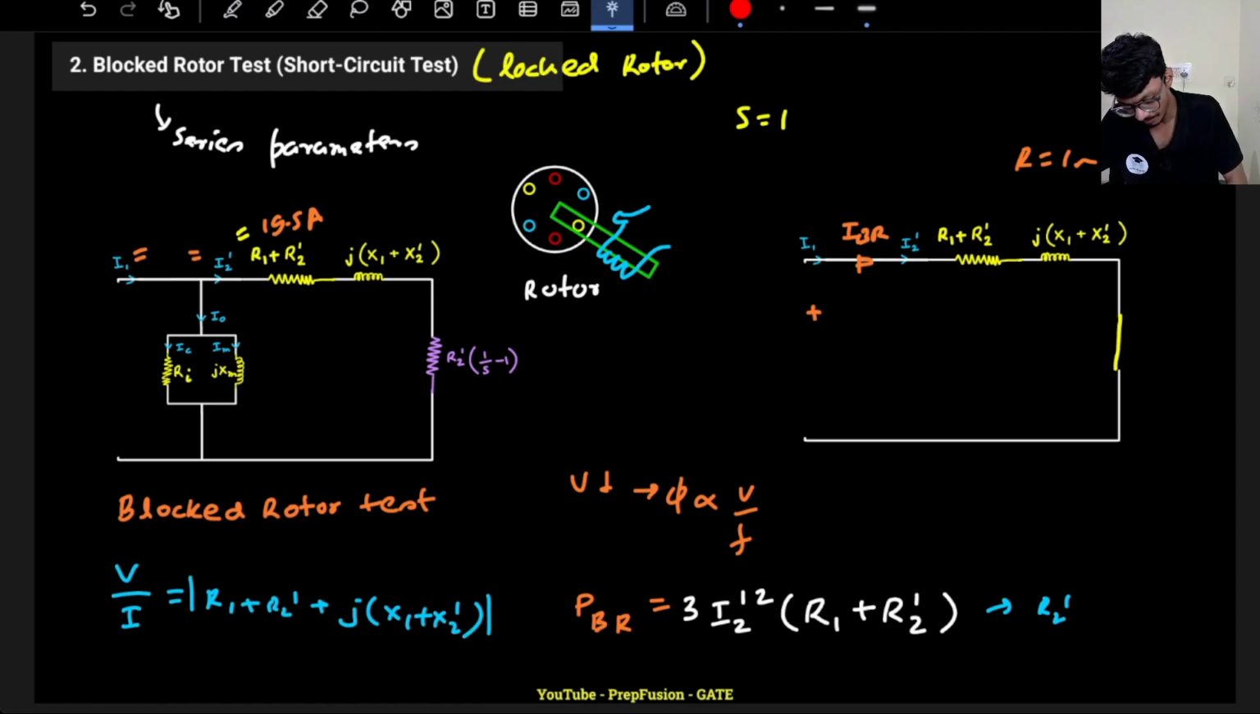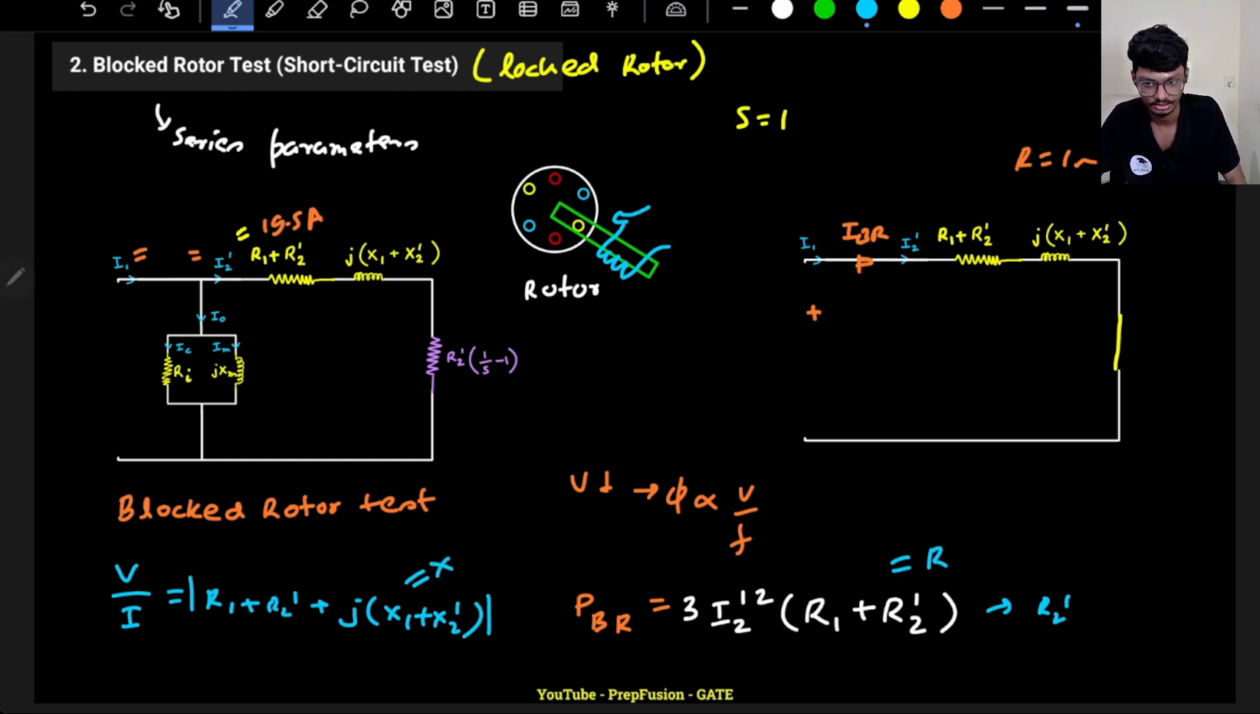So from here I have two equations. Basically I need to find out X1, X2, all those things, right? From here I will be able to find out R1 plus R2, and if I put it here I will be able to find out X1 plus X2. So I just need two equations, because there are two unknowns. Generally we write the winding resistance and reactance together, so I can directly write this roughly equals R and this roughly equals X. So I will be able to find out X and R like this.